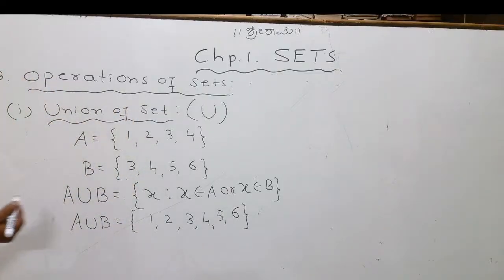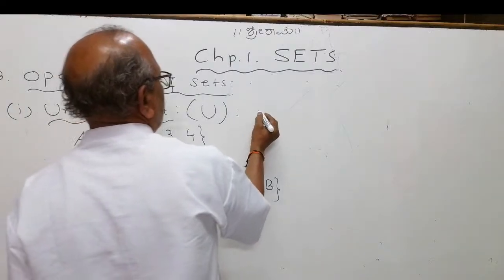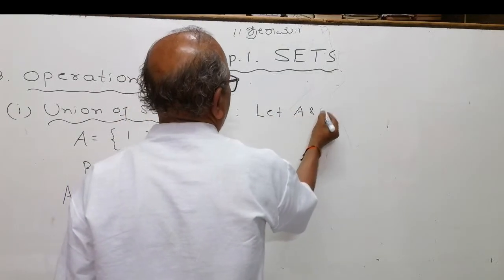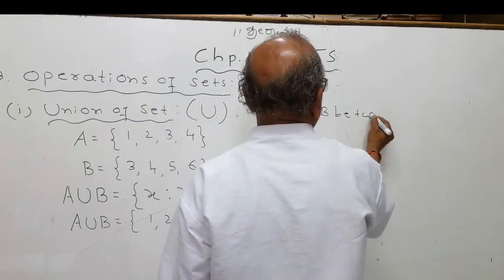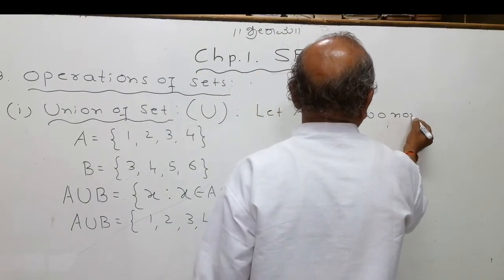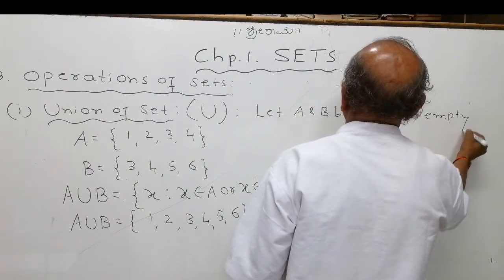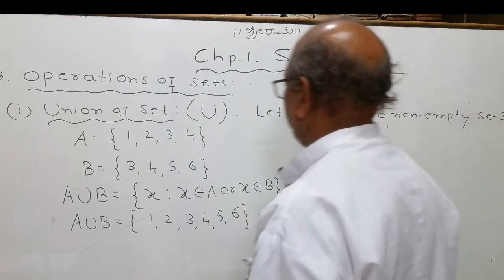This is called the union set of the given sets. Let us define what a union set of given sets is. Let A and B be two non-empty sets.